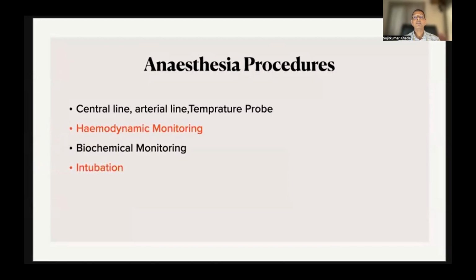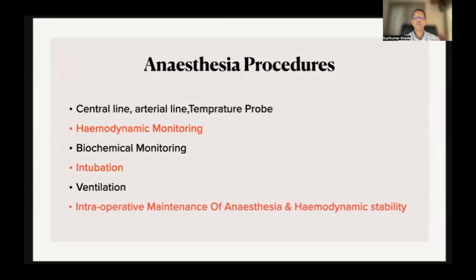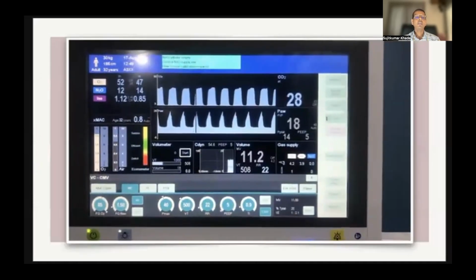For giving general anesthesia, we need to intubate the patient and put him on a ventilator. Thereafter, it's our responsibility to maintain a steady level of anesthesia throughout the intraoperative period and ensure hemodynamic stability. Let's see a small video.